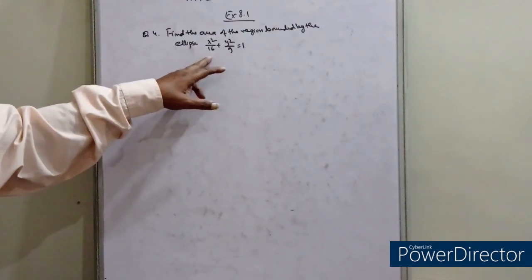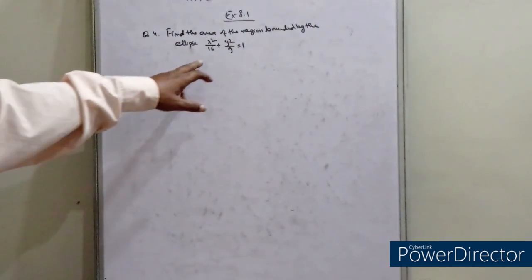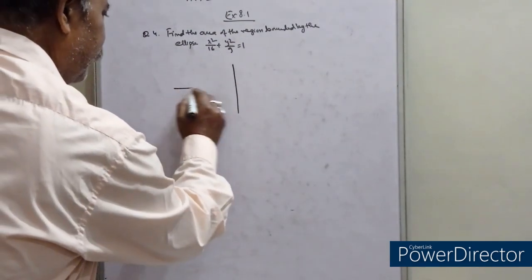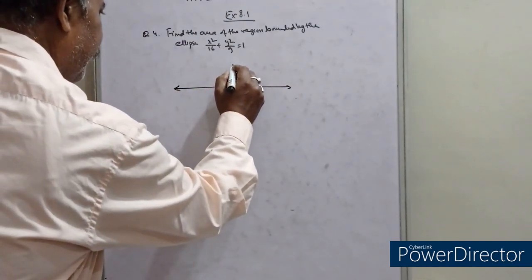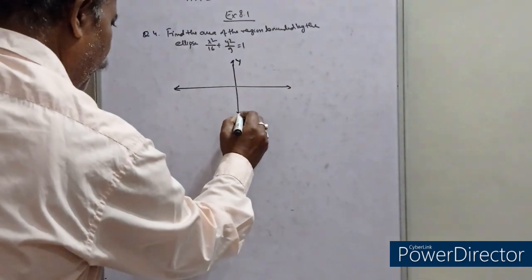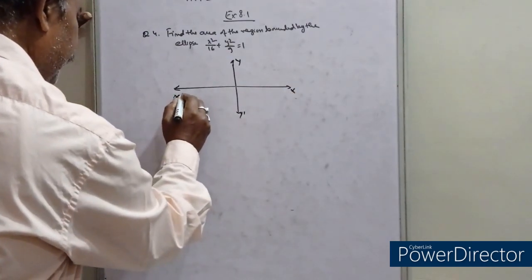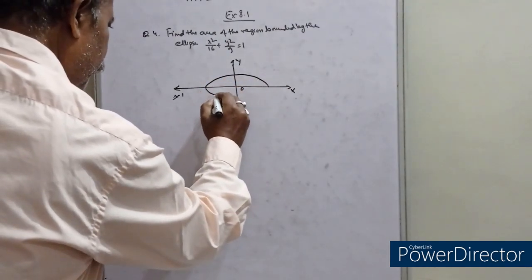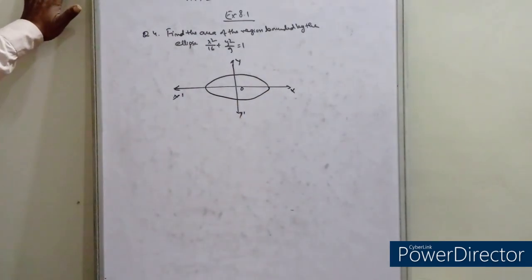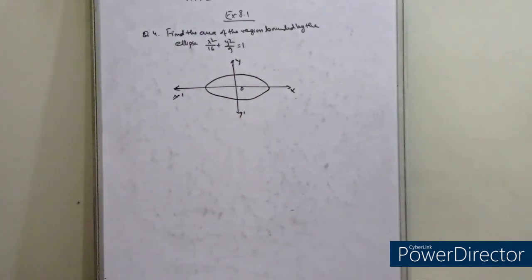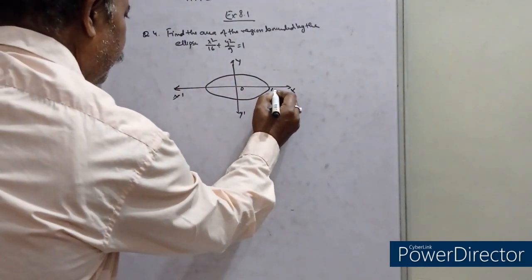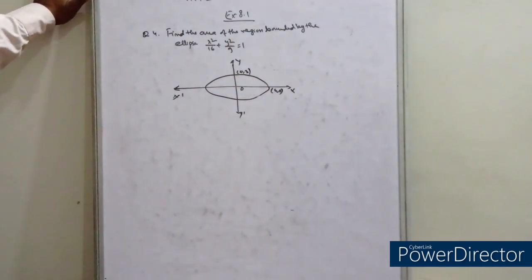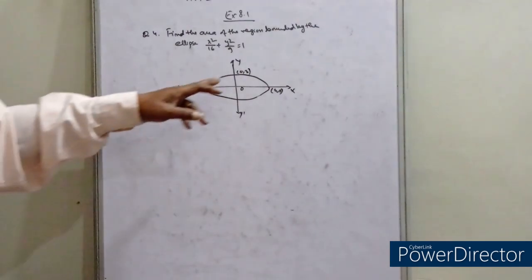So here you see that A is greater than B, because this is 4 square and this is 3 square. So your axis will be along the x-axis. Y dash, X dash. This will be the graph of this ellipse. So now here you see this is 4, 0 and this is 0, 3. So you have to find the area of this region.